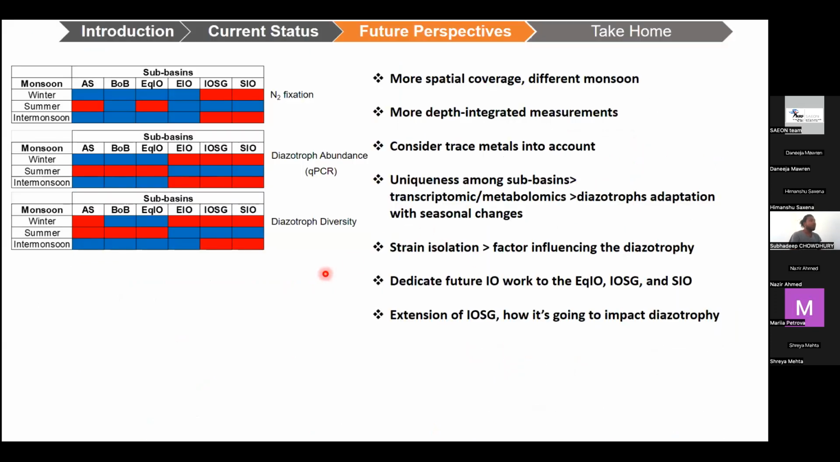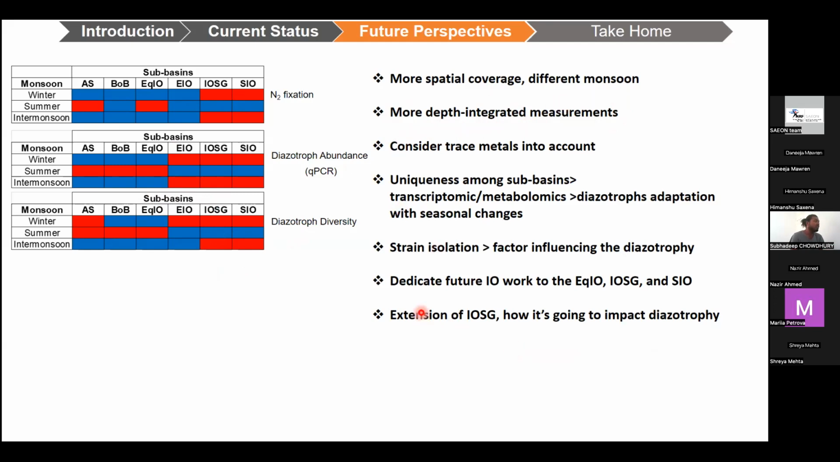So overall, what do we need to properly understand? You can see I tried to fill little gaps, and there are still more gaps to fill to look in depth at detailed diazotrophy in the Indian Ocean. For that, we need more spatial coverage in different monsoon seasons to really look into how the monsoon is affecting the community makeup and nitrogen fixation activity. We need more depth-integrated measurements, because most of the depth-integrated measurements from the Indian Ocean are mostly focused on the northern side.